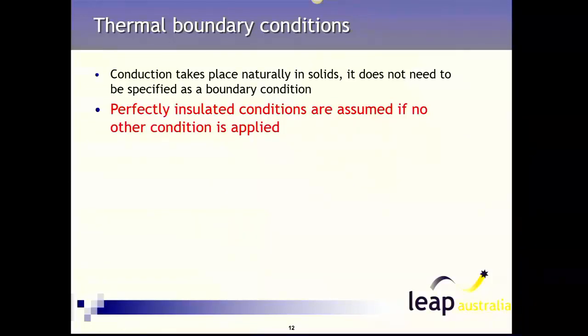Okay, so any face you don't apply a condition to will be assumed to be perfectly insulated. So if you're looking at something that might have, say, a symmetry condition on it, if you don't apply any conditions on there, it will behave as if it's a symmetry boundary condition. So you still can apply a perfectly insulated condition, so then when you do plots, it actually shows up as a condition.